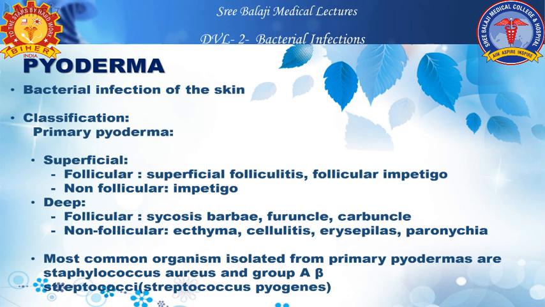Pyodermas are broadly classified into primary and secondary pyoderma. Primary pyoderma is due to direct invasion without any damage to the skin. We have superficial types: folliculitis, impetigo; and deep infections: sycosis barbae, furuncle, carbuncle, ecthyma, cellulitis, erysipelas, paronychia. The most common organisms isolated from primary pyoderma are mostly Staphylococcus aureus and Streptococcus pyogenes.